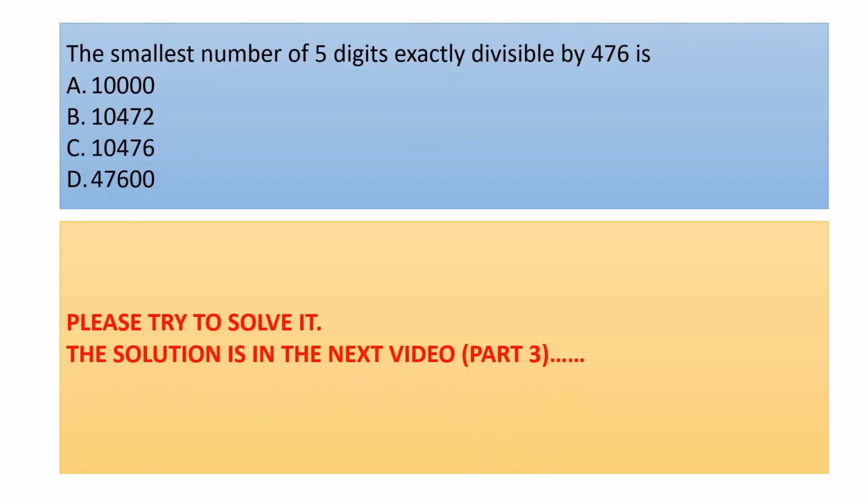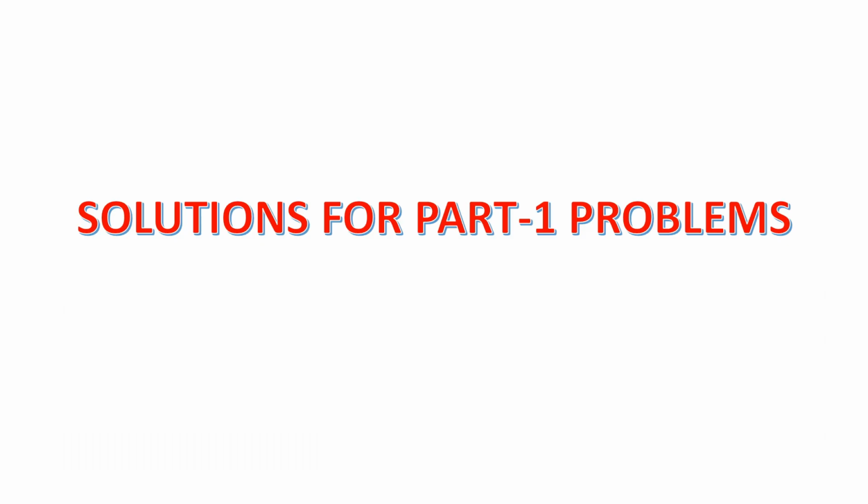And the final problem is, the smallest number of 5 digits which is exactly divisible by 476. So they have given 4 options. Please try to solve all these 5 problems, and we will see the solution in the upcoming video.